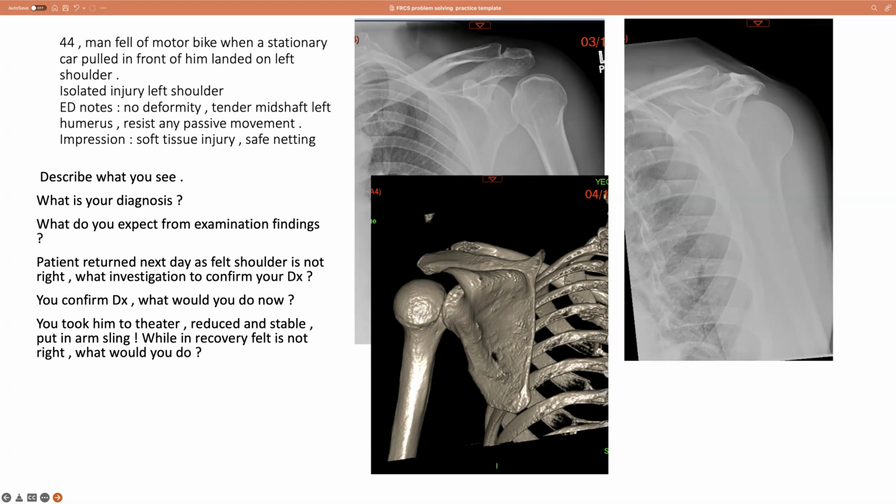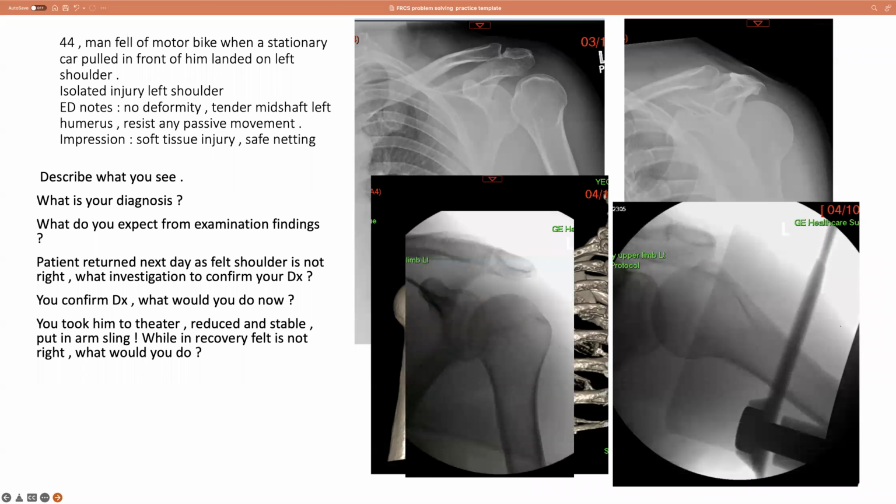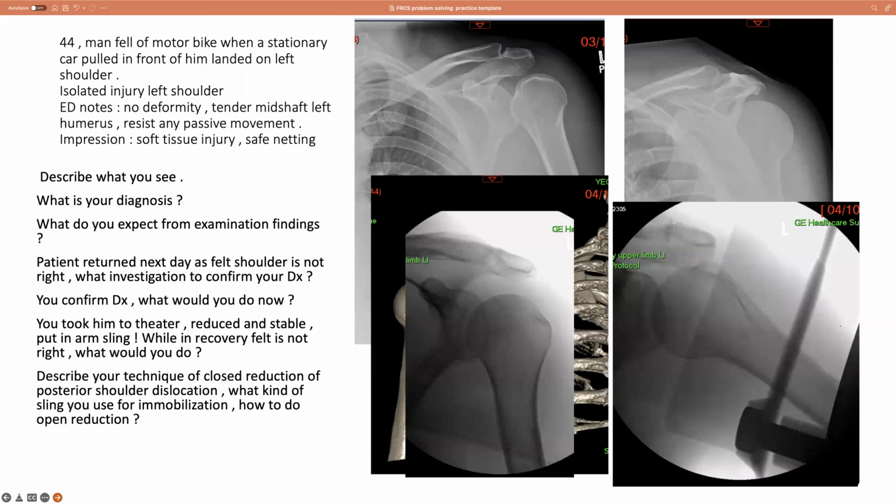While in recovery, the patient felt that his shoulder is not right again. What would you do? That's your intraoperative reduction image. Describe the technique of closed reduction of posterior dislocation. What kind of sling would you use for immobilization? How to do an open reduction?